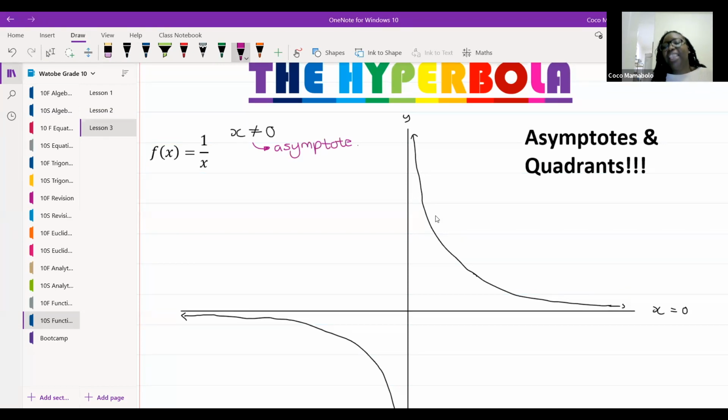Asymptote. The asymptote is like a fence that we cannot touch. Consequently, in this graph of f of x is equal to 1 over x, x cannot be 0 and y cannot be equal to 0. Both of them are asymptotes.